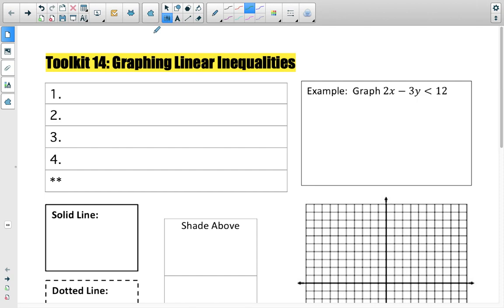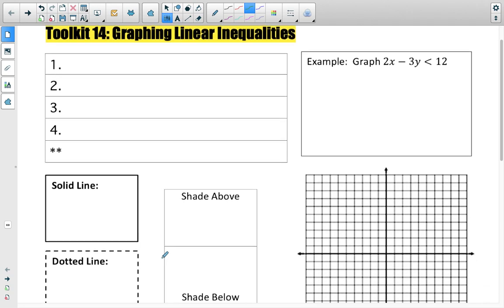This video is on graphing linear inequalities. First, we're going to talk about the steps to follow, then we're going to do an example. We're going to explain some important information along the way.